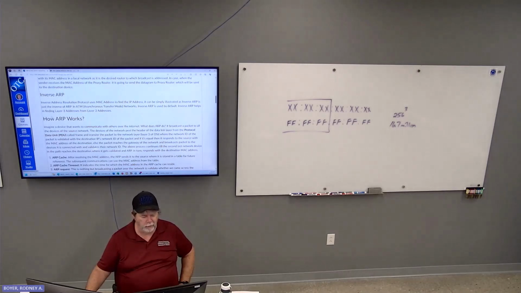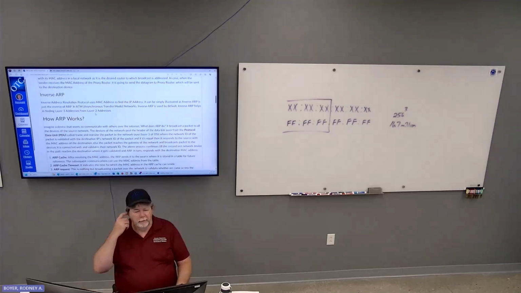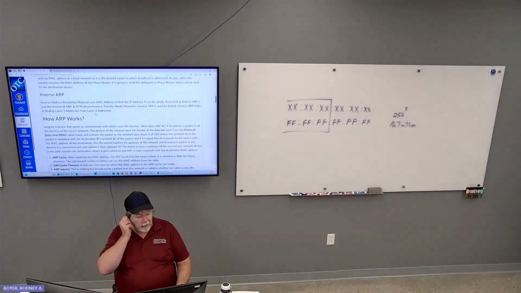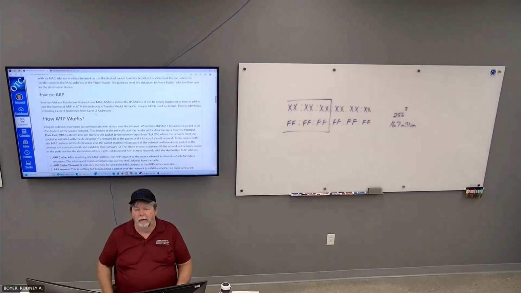Inverse ARP helps to find the layer 3 address from the layer 2 address. What's layer 3 address? Layer 3 is the router, or routing, networking layer. So your public IP address? Hold on, I have a screenshot. Layer 3 is IP, layer 2 is MAC. It is MAC, yes. IP is the network layer, MAC is the data link layer.